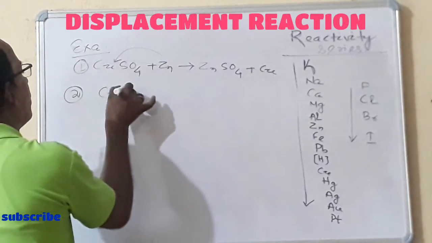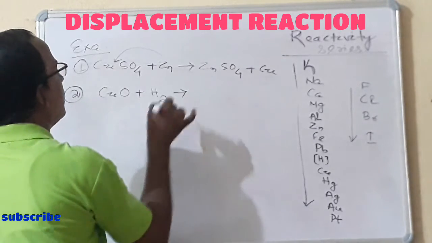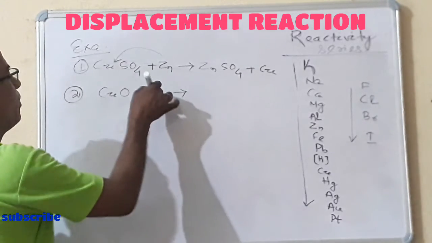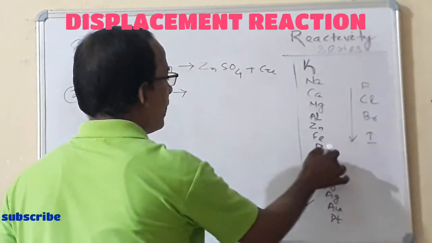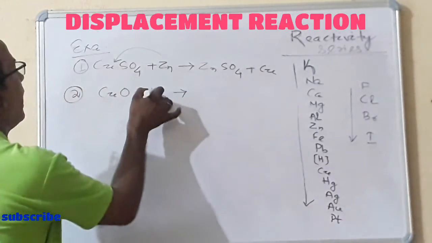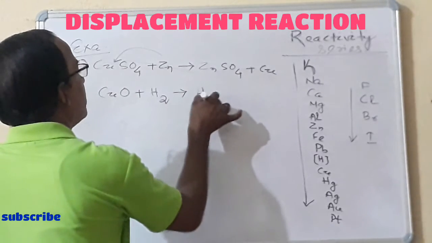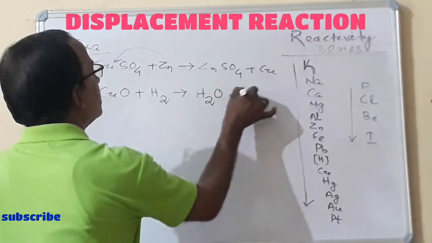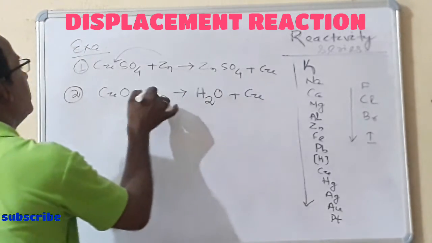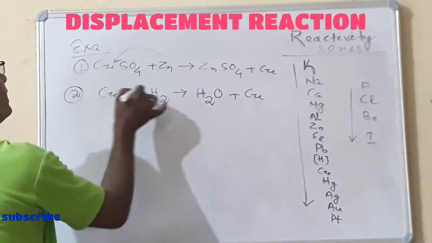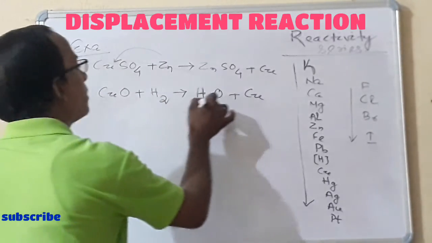Similarly, the second example is copper oxide plus hydrogen. Hydrogen is above copper, so hydrogen is more reactive. So hydrogen displaces the copper, producing water, H2O, plus Cu. Hydrogen is more reactive than copper, so it displaces copper from copper oxide, producing water plus copper.